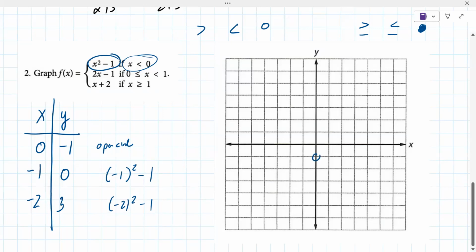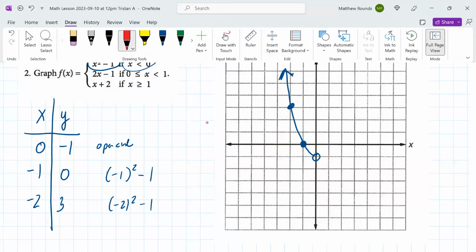0, -1 is an open circle. -1, 0 is filled in. -2, 3 is filled in. And you have to go that direction. You're like, all right, I'm going that direction with it. Like you don't keep going. There's a boundary here where it's only good for x less than 0. Is that okay? Yeah. All right.